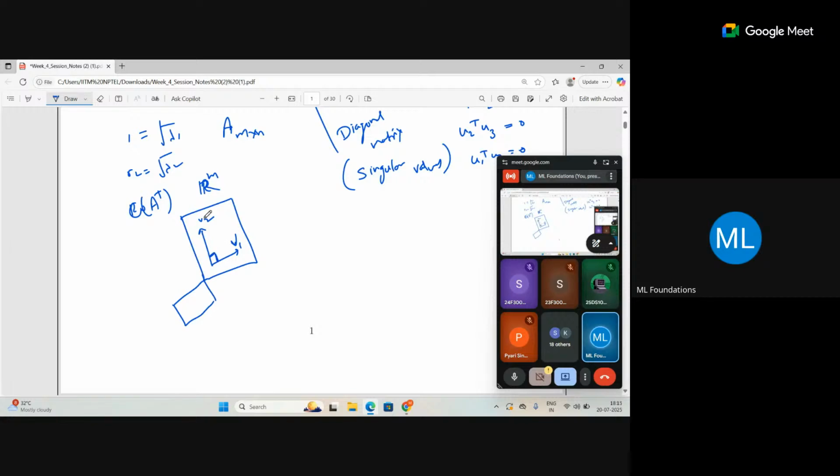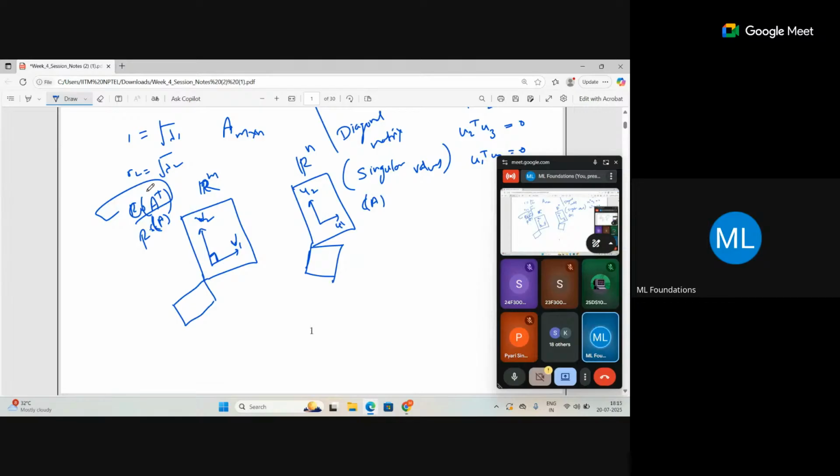We have this orthogonal basis in the row space of A. What you want is the orthogonal basis in the column space of A, this u1 u2, by using the orthogonal basis in the row space of A. It is better to understand it this way.